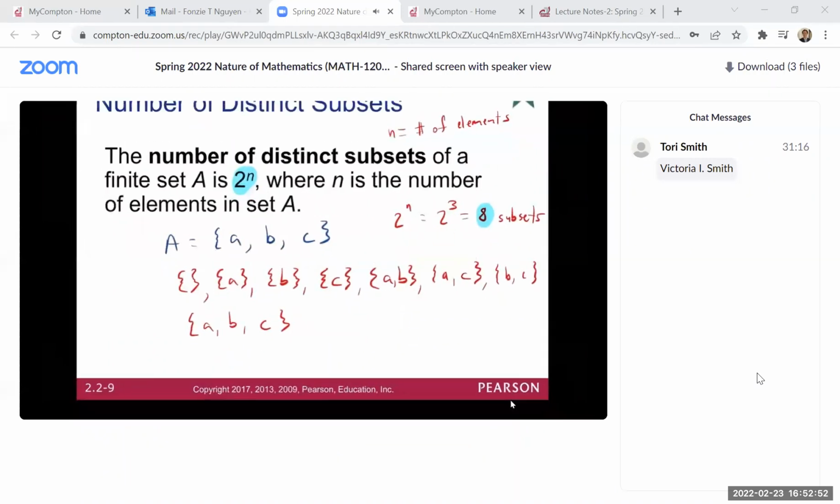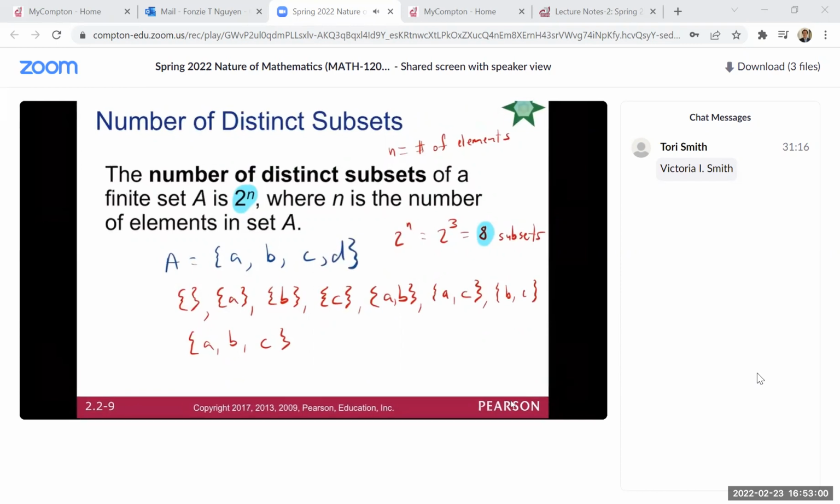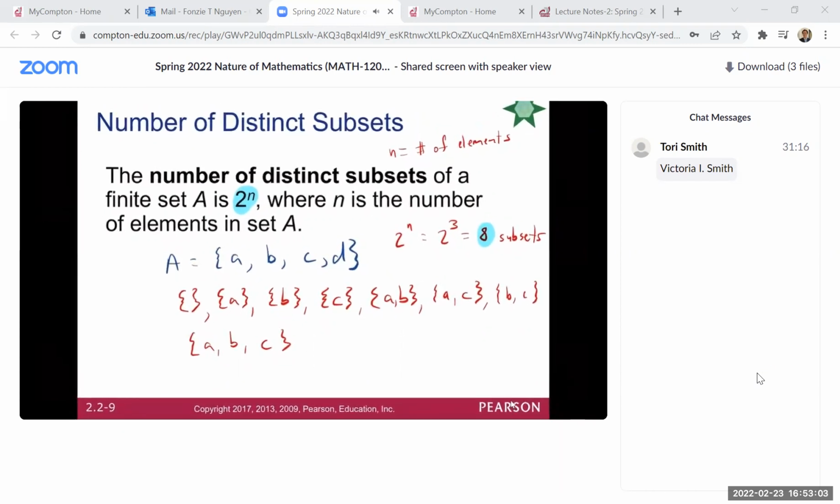So what if there were 4? What if I included D? Anybody know how many subsets there would be now? 4 is the number of elements. So how many subsets? 16. Yeah, 2 to the 4th power. That's going to be 2 times 2, 4, times 2, 8, times 2. That is 16 subsets.